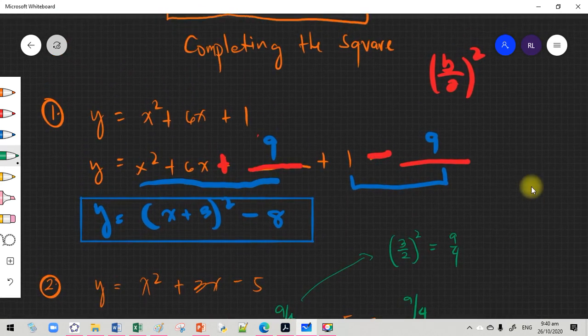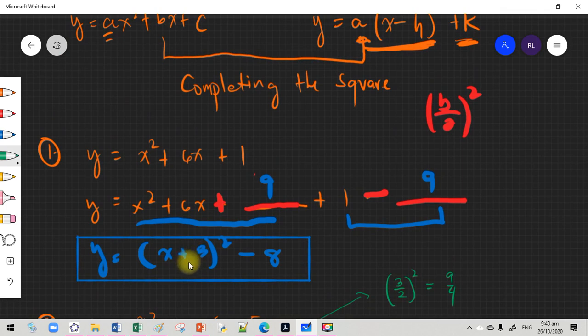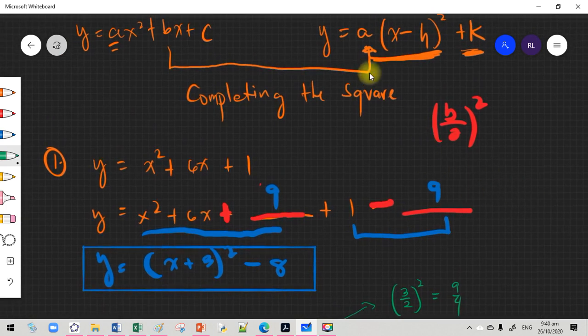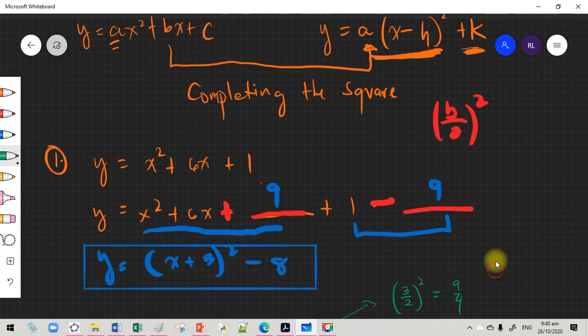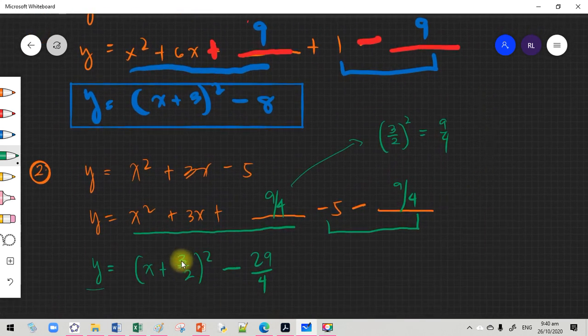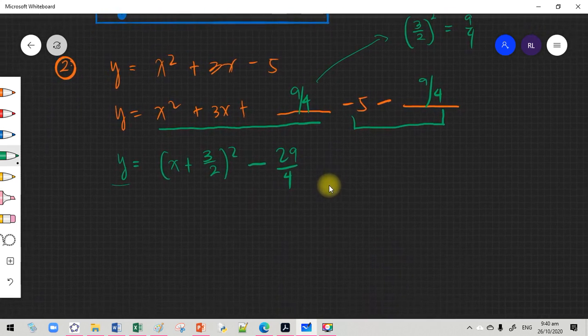So in number 1, our h is negative 3. Because the default standard form has negative h, but since it is positive 3 here, therefore h is negative 3. Our k is negative 8 in number 1. In number 2, our value of h is negative 3 over 2, and our value of k is negative 29 over 4. Or roughly this is 7 and 1/4. So let's proceed with number 3.